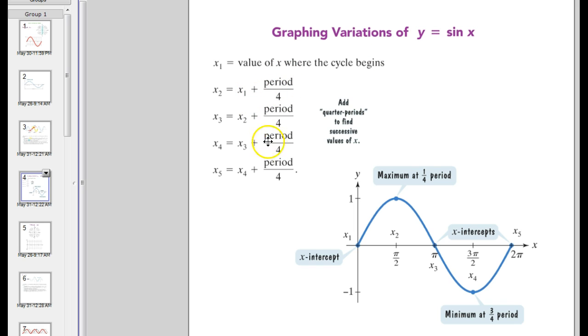you can find out how far apart the intercepts and the max and mins are going to be by just slicing that period up, divided by 4. Alright, that's going to be a very important part of what we do when we start altering these things and graphing these things by hand.